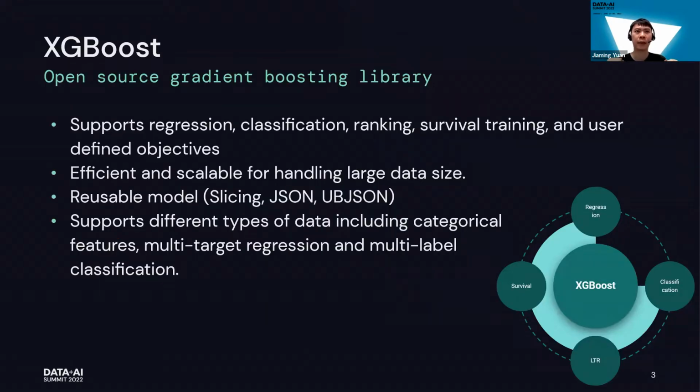All right, let's get started. XGBoost is an open source gradient boosting library that focuses on decision tree models. Gradient boosting is a well-known algorithm for machine learning pipelines and practitioners. It has wide application. XGBoost is an implementation of that algorithm. It supports regression, classification, learning to rank, survival training, and other types of model if you can define a custom objective. Basically, you can define a custom objective and make your own model types.